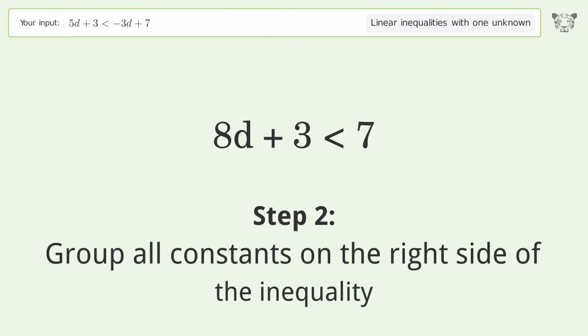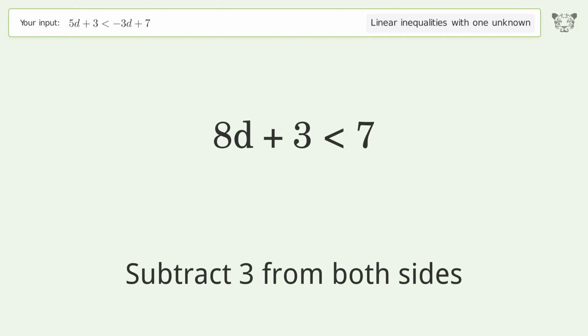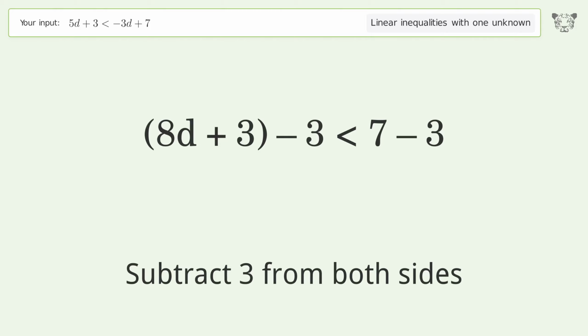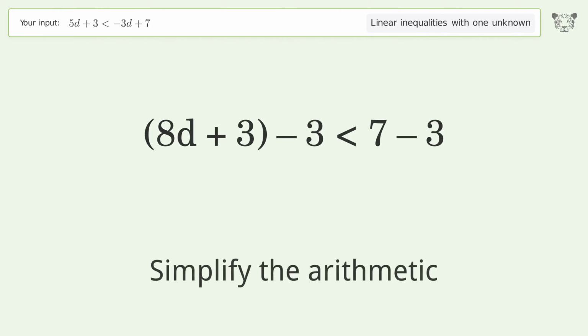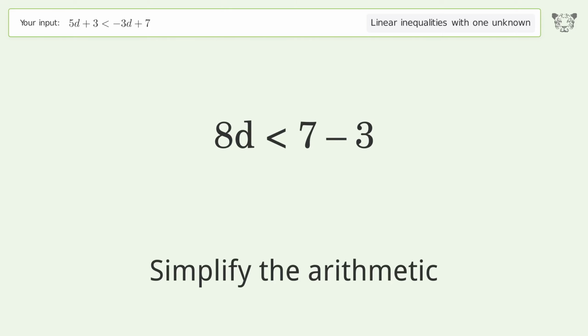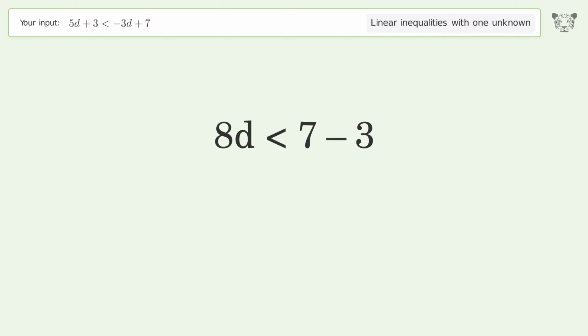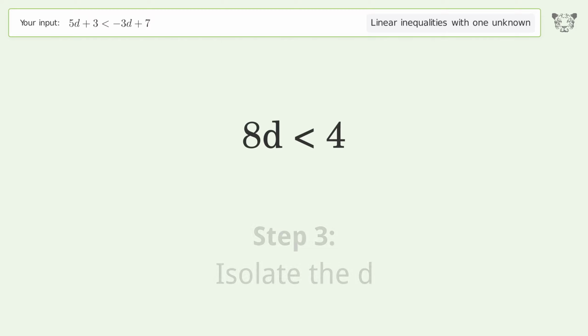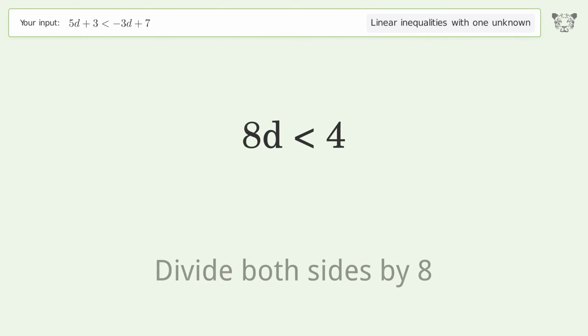Group all constants on the right side of the inequality. Subtract 3 from both sides. Simplify the arithmetic. Isolate the d. Divide both sides by 8.